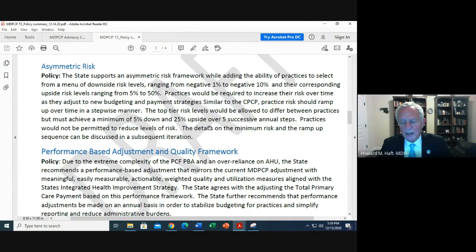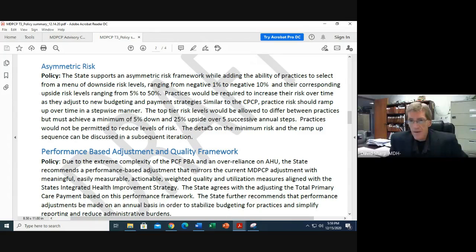of risk. This would allow practices initially to be adjusting revenue-wise and performance-wise to those risks. They would be required, at least as we've discussed it, to move up over time. They would not be allowed to move down over time. I think that's also the case for Primary Care First. So I think that was a policy statement there.